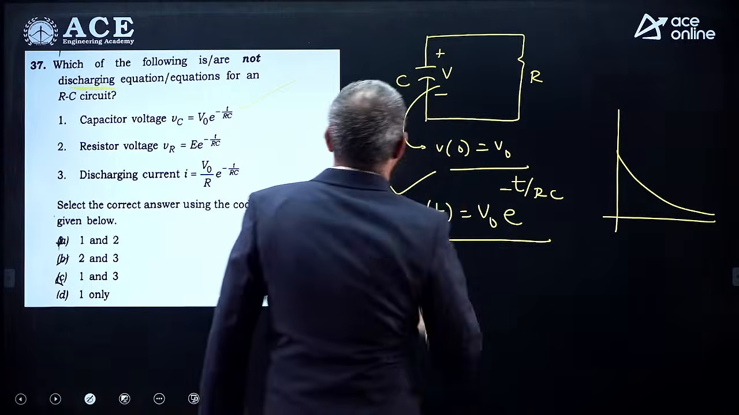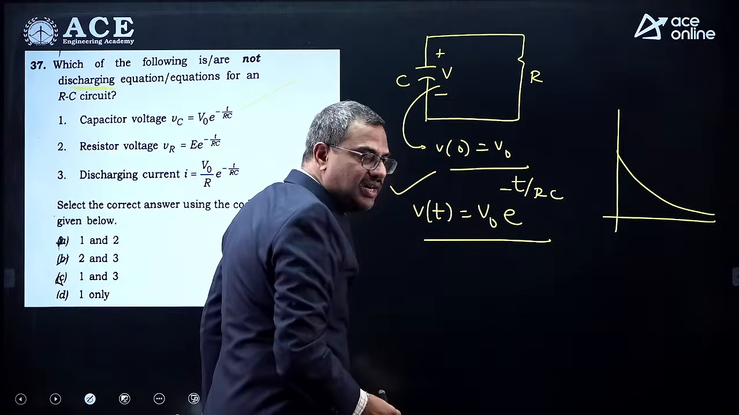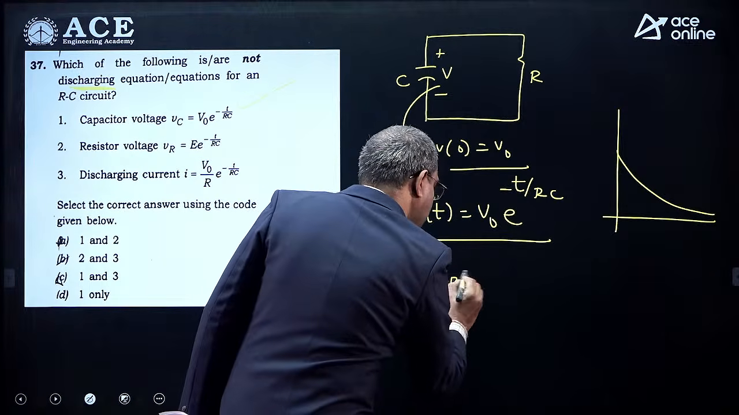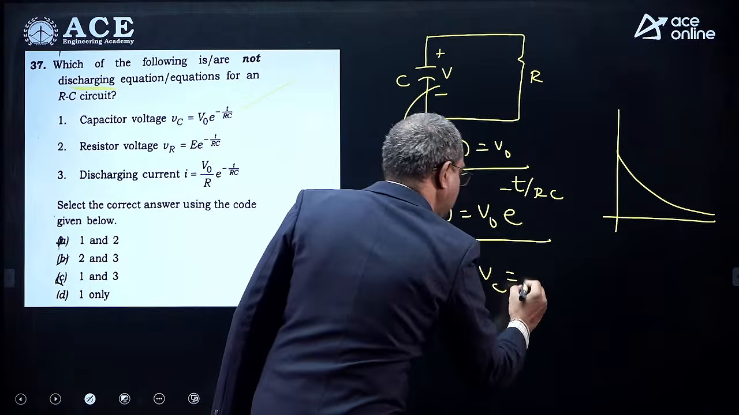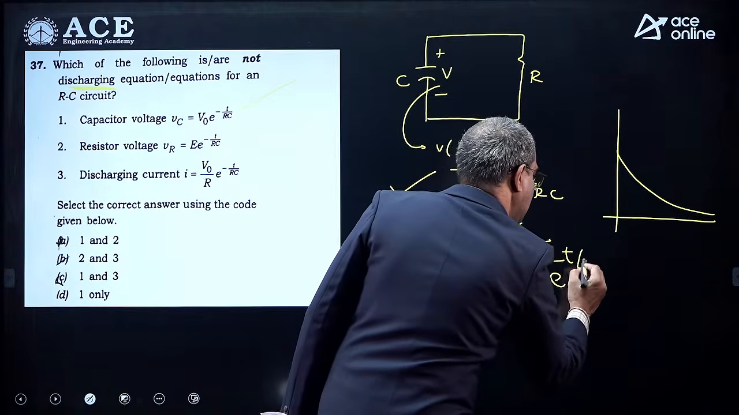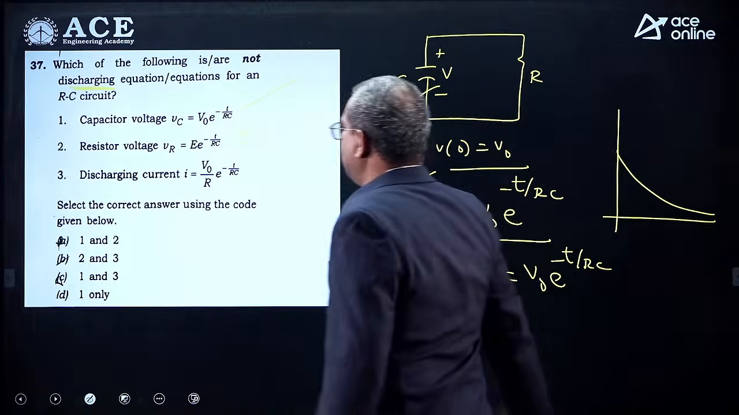Then the resistor voltage. Now both are in parallel. How can the resistor voltage be different? When both are parallel, VR equals VC. This is also the same statement, V naught e power minus t by RC. So this is wrong.